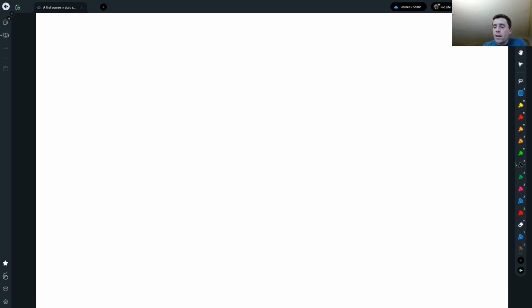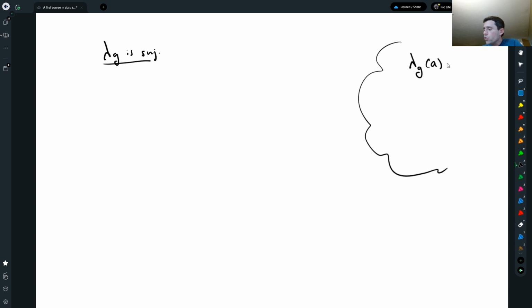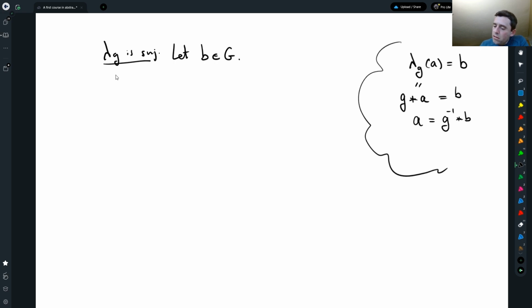Let's now show that lambda_g is surjective. So how are we going to do this? Let's first think, what do we need? For any b in G, I want some a that is going to give me b. But this is just g star a has to be b, and therefore I want to solve for a. a will be g inverse star b. So let b be in G. Then there is a in G given by g inverse times b.